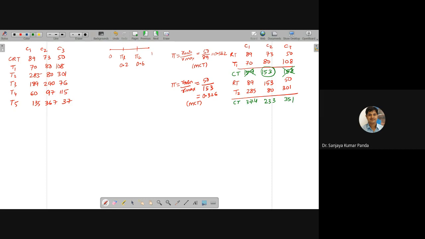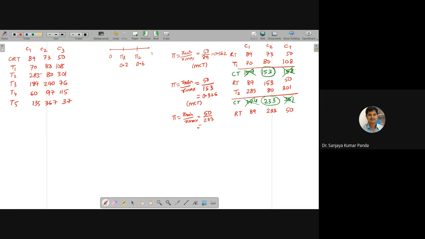Okay. So now these are completion times. Earliest completion time is this one. So you will cancel these two. So you got earliest completion at 233. What is the ready time now? The ready time is now 89, 233 and 50. Right. Now again calculate pi. Pi is R min by R max. What is R min? R min is 50. R max is 233.